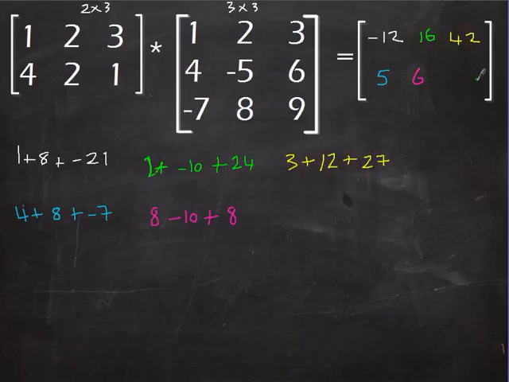And finally, bottom right hand element will be bottom row multiplied by right hand column. So we've got 4 3s are 12 added to 2 6s, which are also 12, added to 1 lot of 9. So that's 24 and 9, 33. And that is how you multiply matrices.